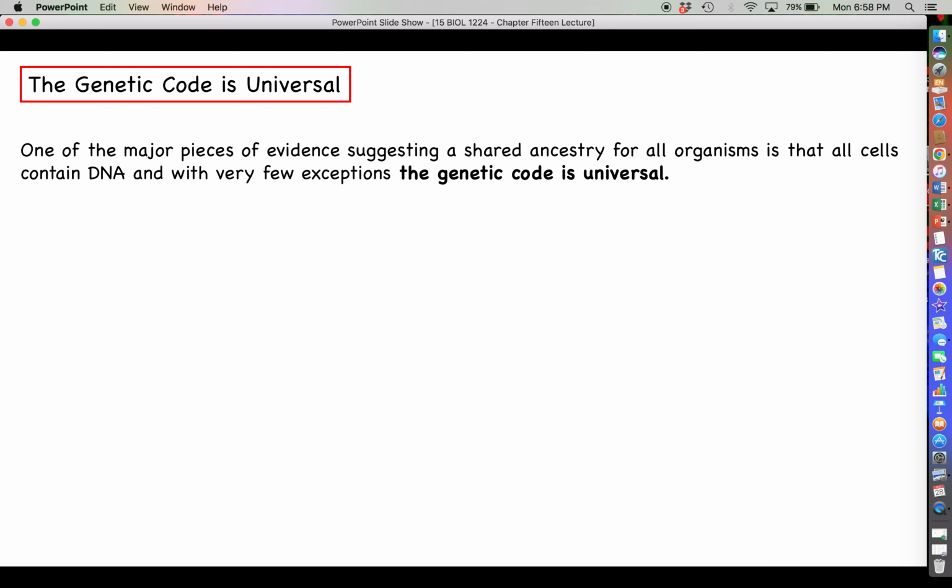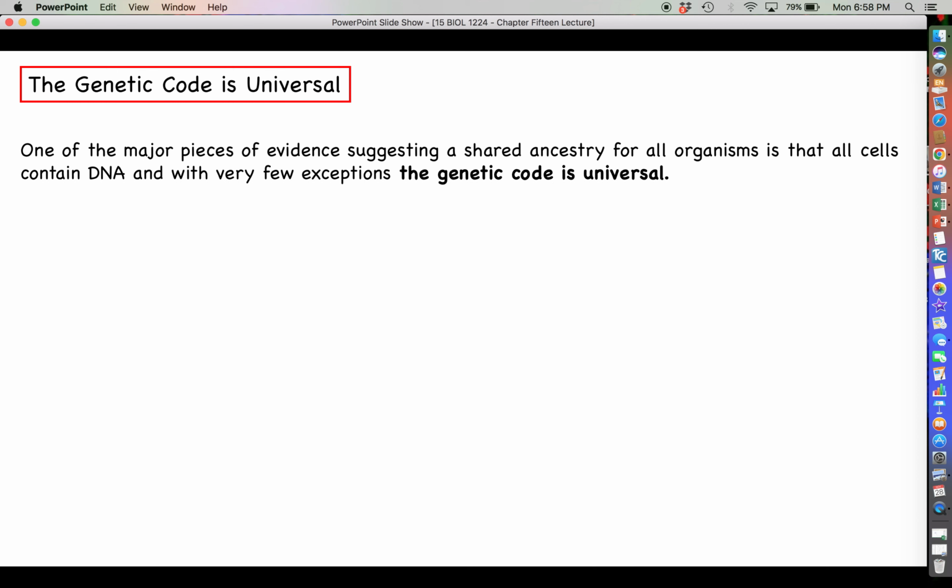Okay, so we can kind of tie all this together, and we can actually tie this into some of the evolution stuff that we've been talking about. One of the major pieces of evidence that suggests that all organisms on Earth have a shared, common ancestor is the fact that all cells contain DNA, and with very few exceptions, the genetic code that we talked about is universal.